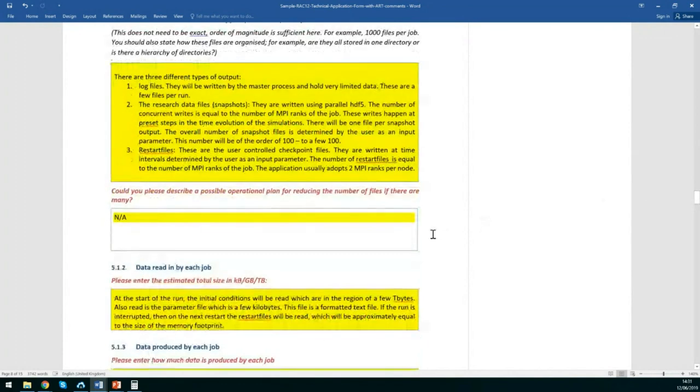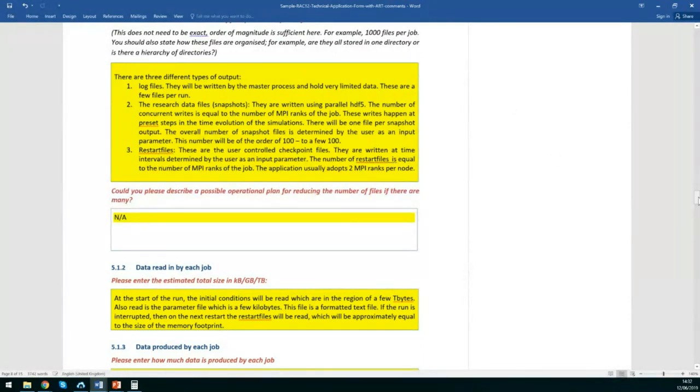in this case, there's also a question. Assume you said that your output had 100,000 files, then the next question would be essential, and the answer would be highly desirable: would you consider an operational plan to reduce the number of files? So here I would suggest, if you indeed have a large amount of files, to consider this. You might even want to look at your code and reduce the number of files.